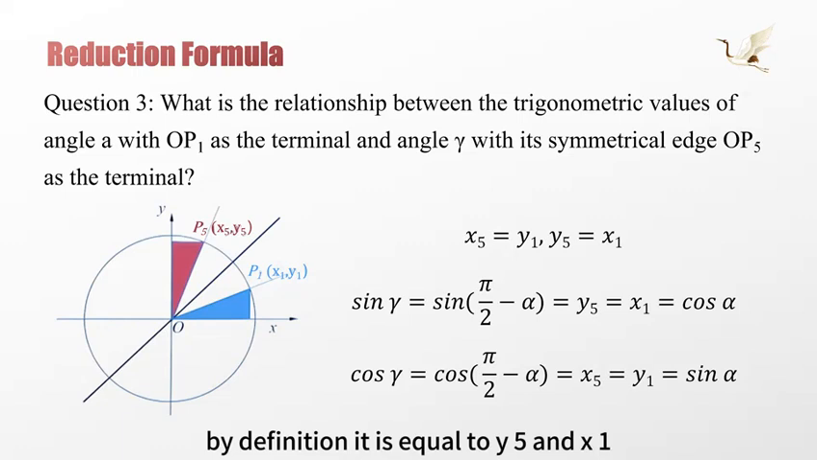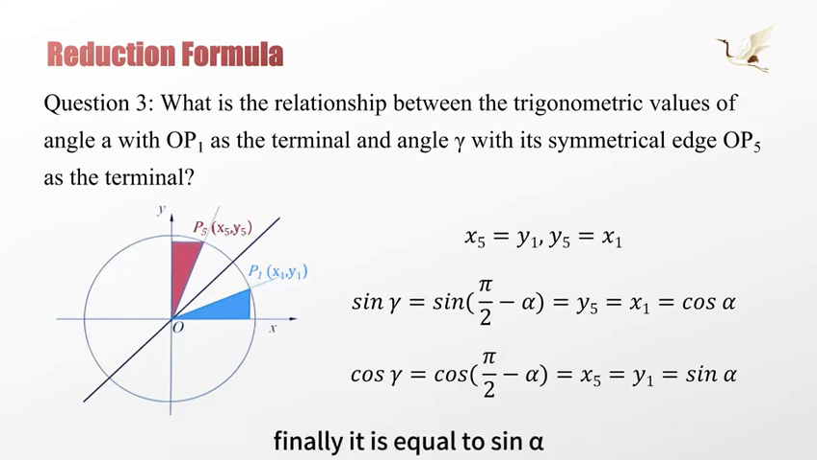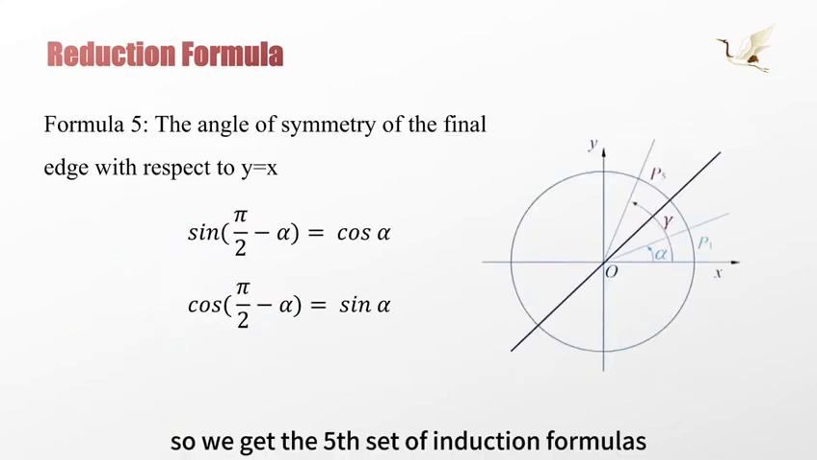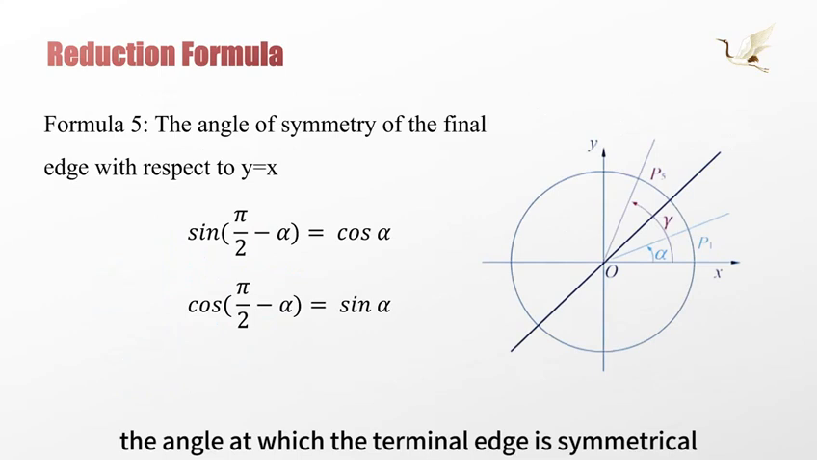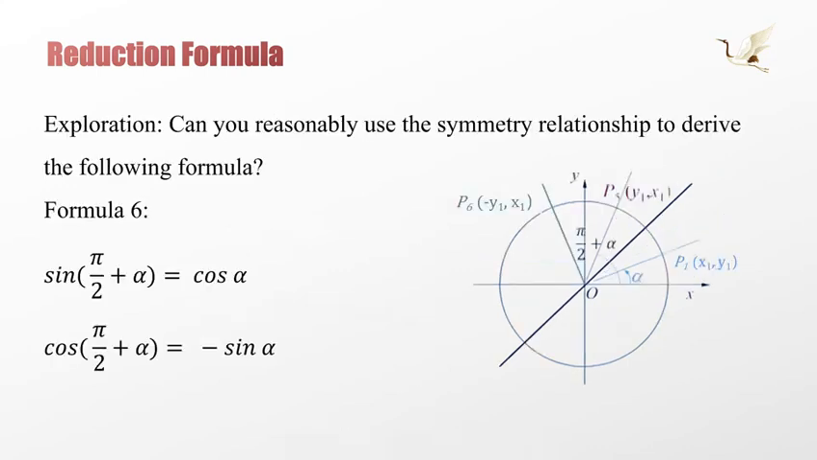By definition, it is equal to y5, which is x1, so it is equal to cosine alpha. Cosine gamma is equal to cosine of half pi minus alpha. By definition, it is equal to x5, which is equal to y1. Finally, it is equal to sine alpha. So we get the fifth set of induction formulas. For angles whose terminal edges are symmetrical with respect to y equal to x: sine of half pi minus alpha equals cosine alpha, and cosine of half pi minus alpha equals sine alpha.